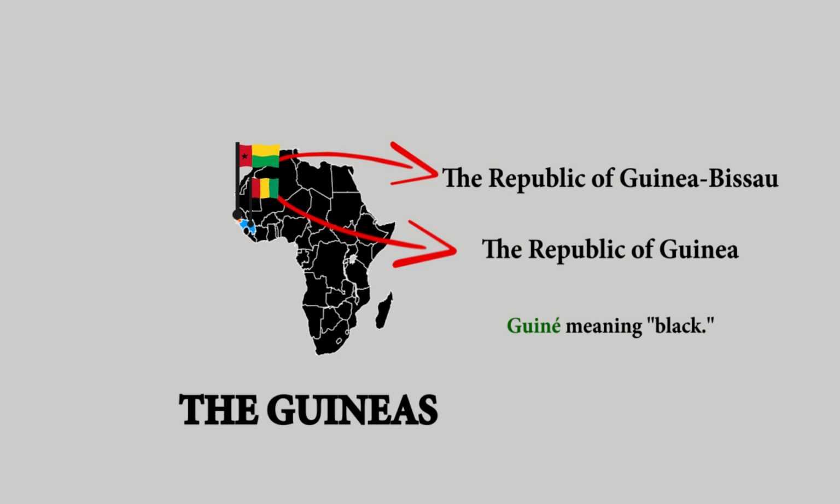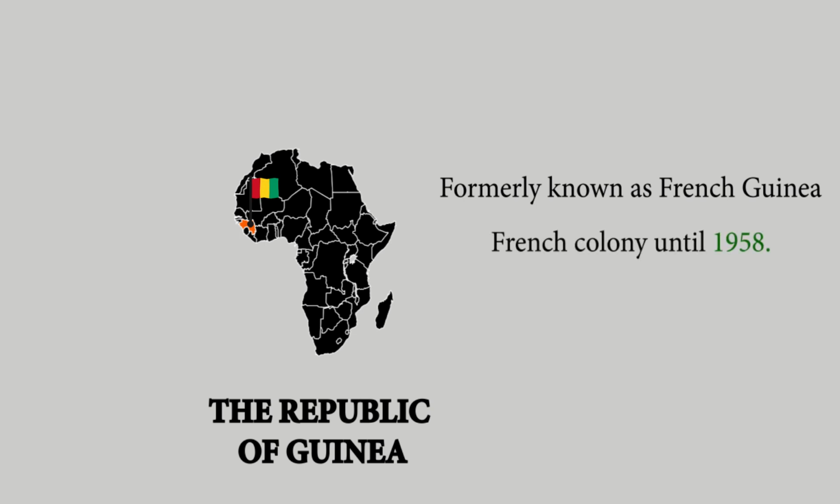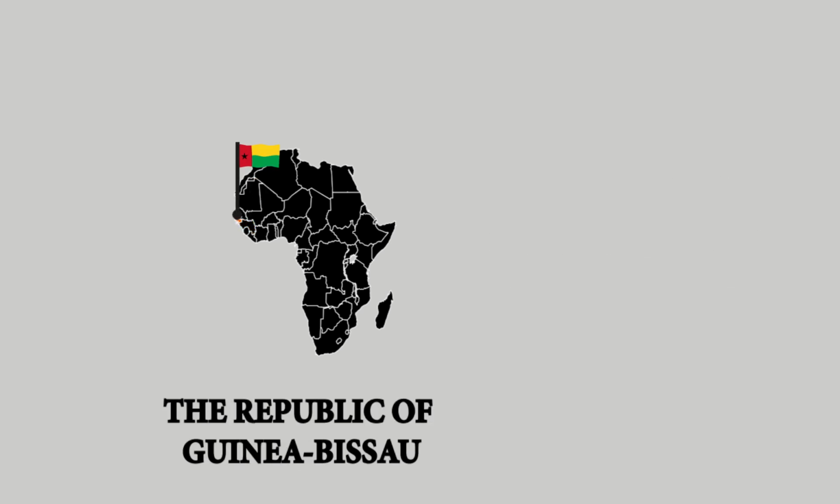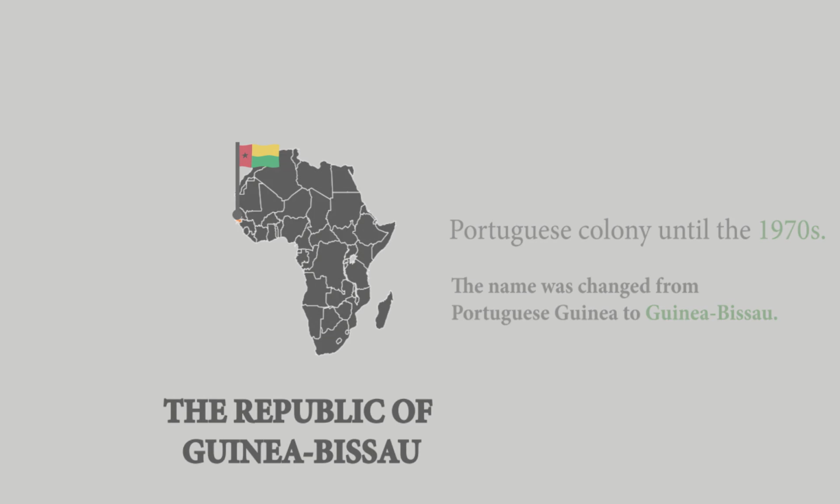Just a quick note on the differences between these two countries. The Republic of Guinea was formerly French Guinea, and it was a French colony until its independence in 1958. It is sometimes referred to as Guinea-Conakry, after its capital, Conakry, to distinguish it from its neighbor. The Republic of Guinea-Bissau is just northwest of Guinea-Conakry, and it was previously a Portuguese colony. So when the country gained independence from Portugal in the 1970s, its name was officially changed from Portuguese Guinea to Guinea-Bissau, with the Bissau added to prevent confusion with Guinea-Conakry.